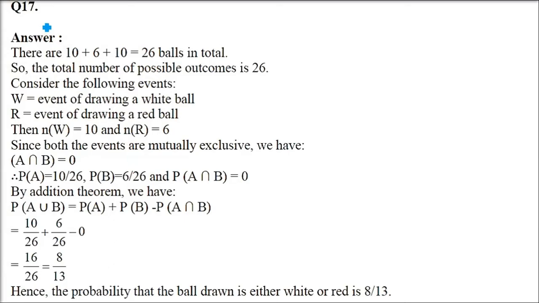Now question number 17. A box contains 10 white, 6 red, and 10 black balls. A ball is drawn at random from the box. What is the probability that the ball drawn is either white or red? So we have to draw one ball. Please remember, only one ball is being drawn. So we are taking event A as getting a white, and getting a red is B.